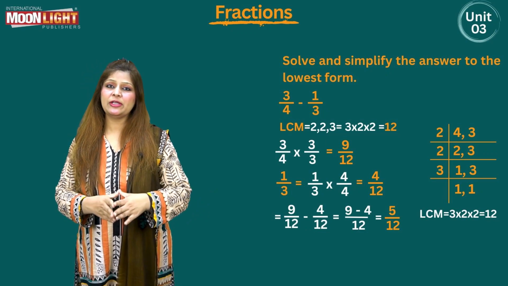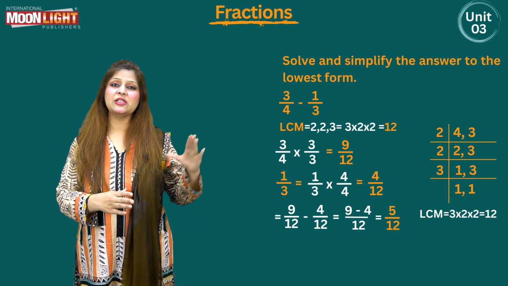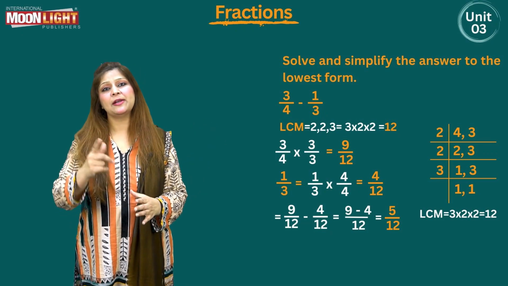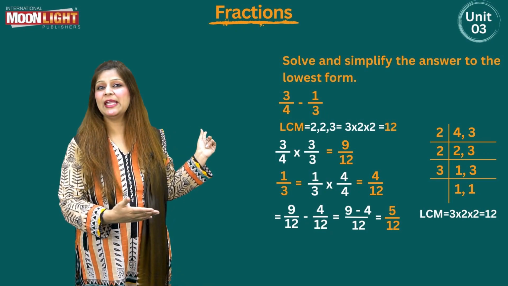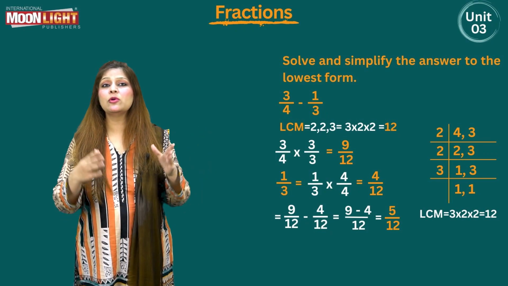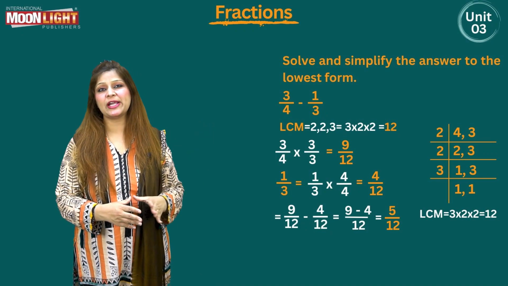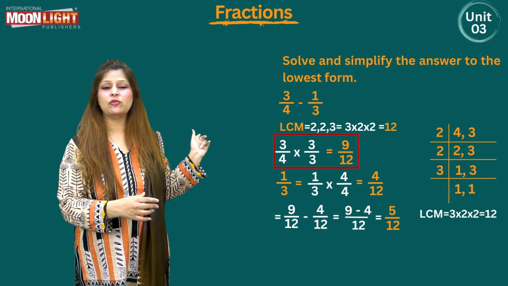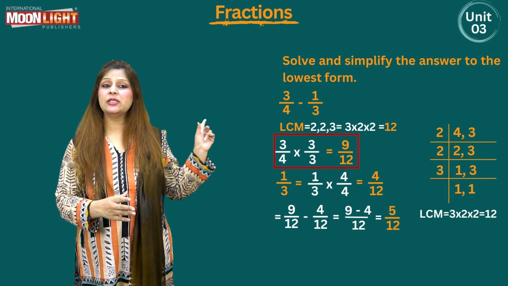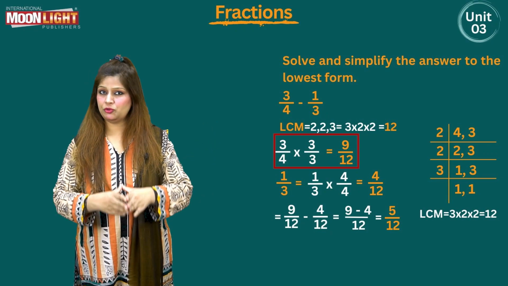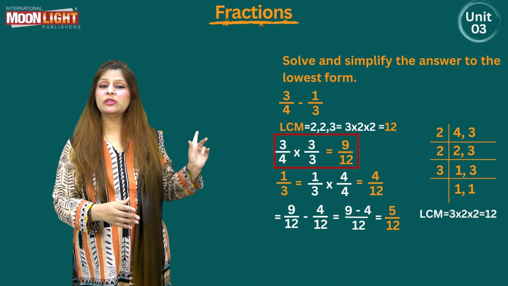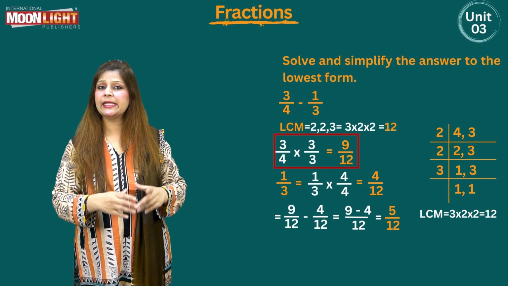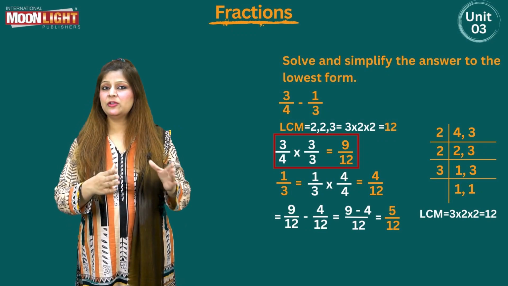Now, my dear students, what do I have to do? I have to change these two fractions into equivalent fractions with the denominator that I have found as the LCM. So the LCM is 12, and the denominators of both fractions must be 12. The first fraction is 3 by 4. I'm going to multiply the numerator and denominator both by the number 3 because 4 3s are 12. So 3 3s are 9 and 3 4s are 12.